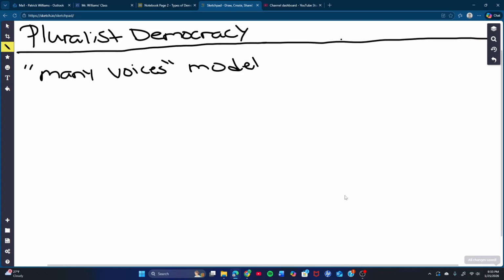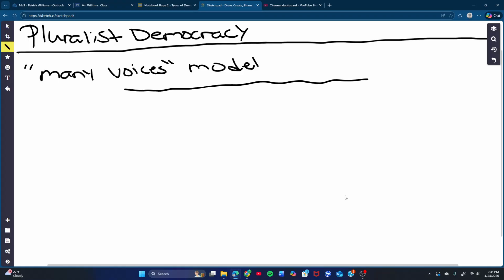Okay, so it recognizes that society has diverse interests and competing groups. So, like labor unions, business associations, environmental groups, and different professional organizations, they all compete and negotiate to influence policy. There's no single group that dominates because there are so many groups checking each other essentially. Think of it like a marketplace. If you go to a market, you have different vendors that sell different things, right? But this is like a marketplace of ideas and interests, right?